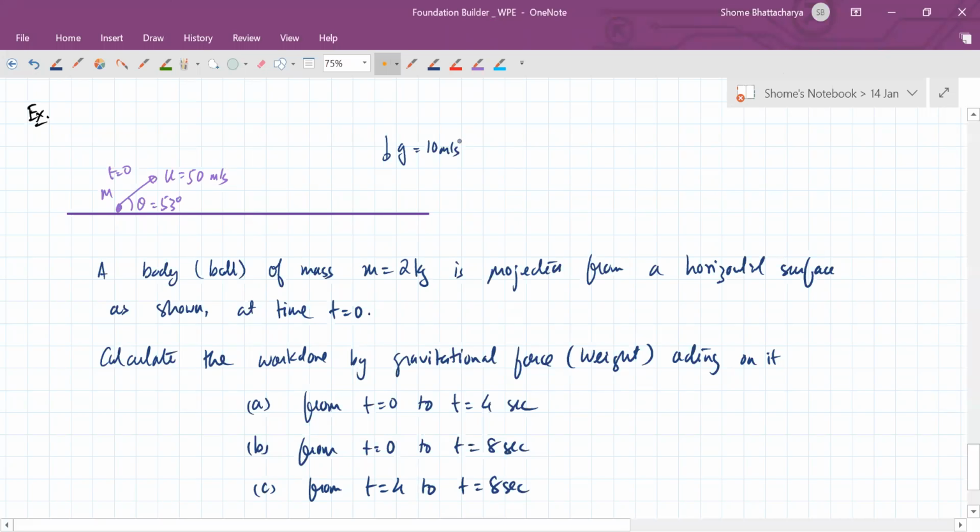Yeah, sorry, it should be seconds squared. Thanks for pointing that out.